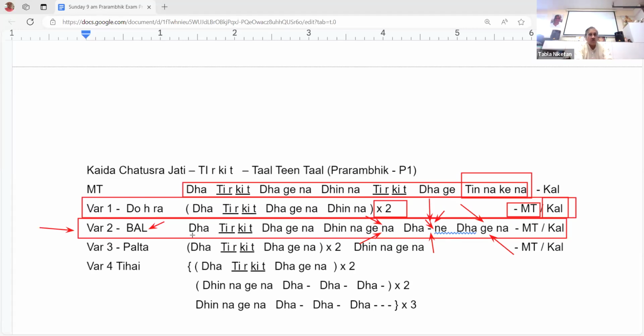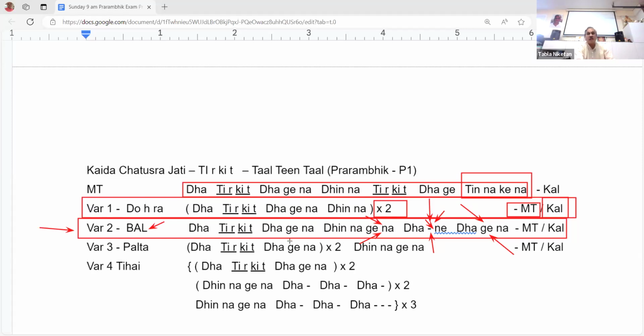Okay. Two, ready, go. Dha tira kita dhage na, dhinna ge na, dha ne dhage na, dha tira kita dhage na, dhin tira kita dhage, dhinna ke, dha tira kita take na, dhinna ke na, ta ne take na, dha tira kita dhage na, dhin tira kita dhage, dhinna ke na.